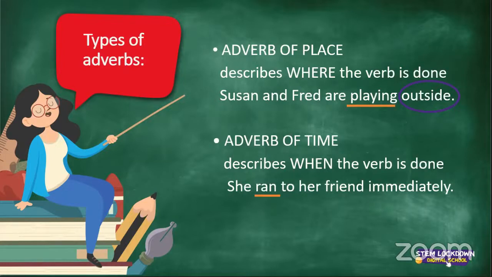Remember, I'm asking you now what the adverb of time is. But I see most of you got it, and the answer is immediately. When did she run to her friend? She ran to her friend immediately. Good job.